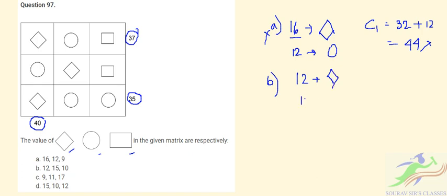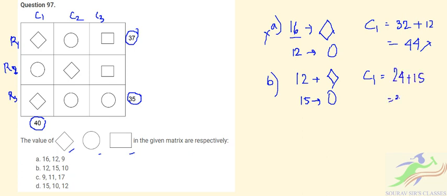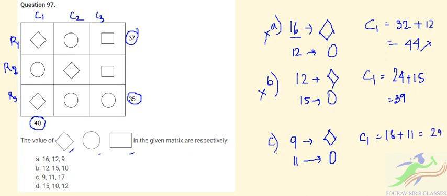If we put B, 12 is for this and 15 stands for this. Now we have C1, and similarly C2 and C3, and R1, R2 and R3. It is only for solving the problem easily. C1 can be written as 24 plus 15, 39. So B is also not the correct one. If we go with C, 9 stands for this and 11 stands for the round shape. So C1 is 9 plus 9, 18, and 11, so it is 29, not the correct option.